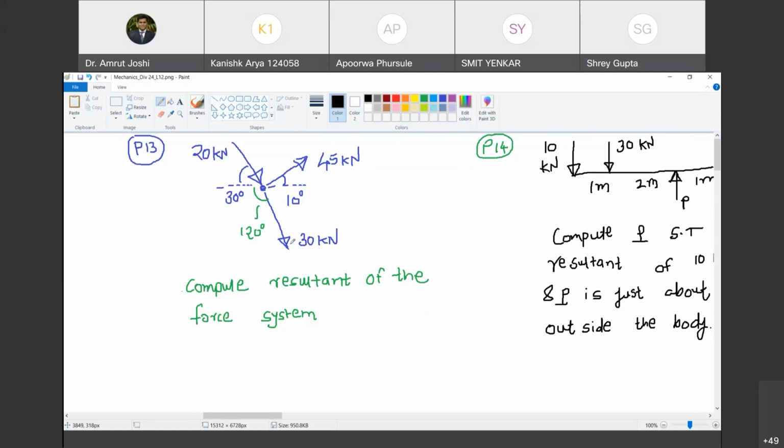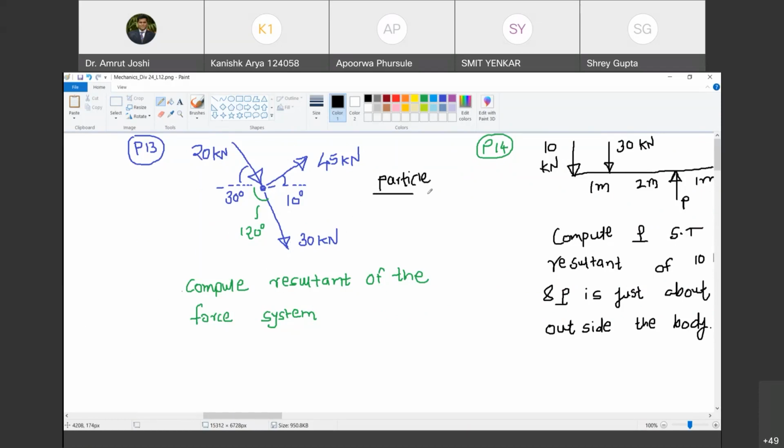Can you tell me where is the body? The forces must act on some body. Do you agree with me? Yes, sir. Where is the body in this problem? Is it the point, sir? Yes. So this is precisely called particle idealization of a body. Are you with me? Yes, sir.